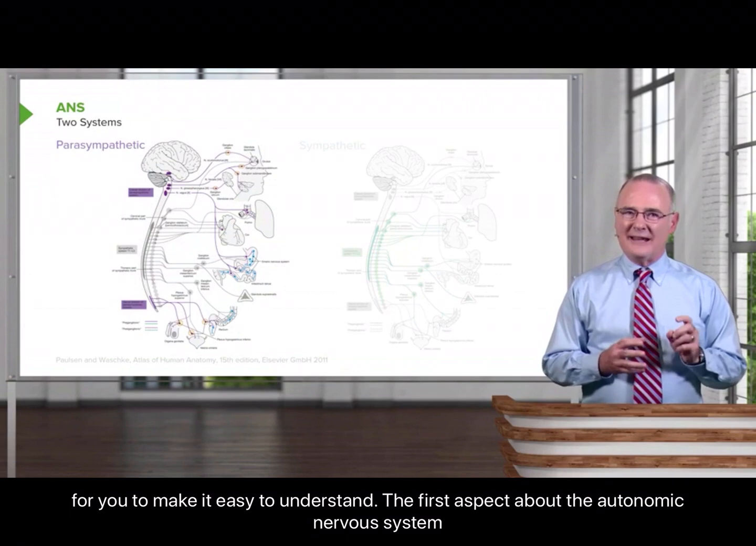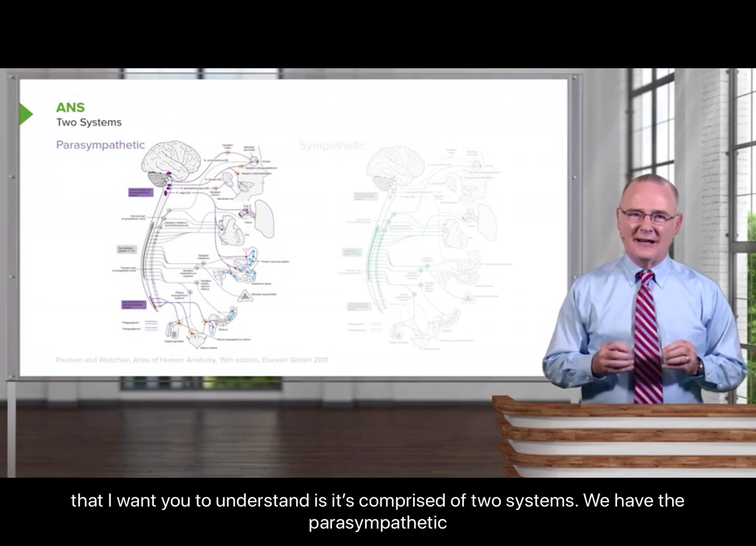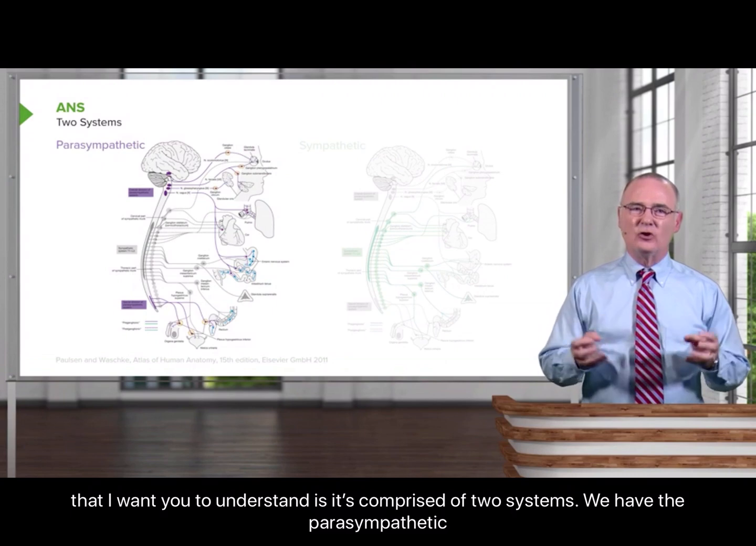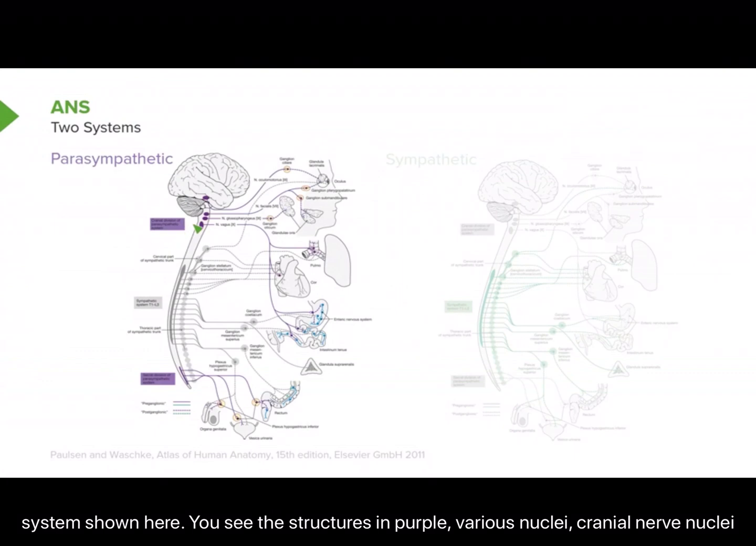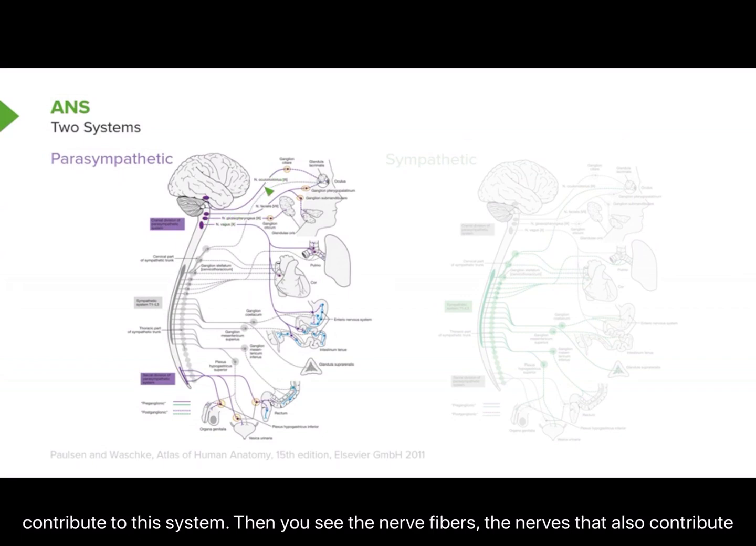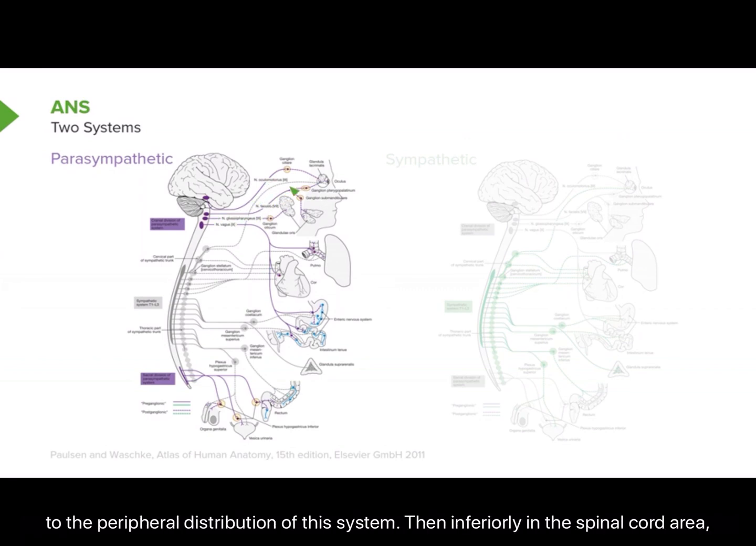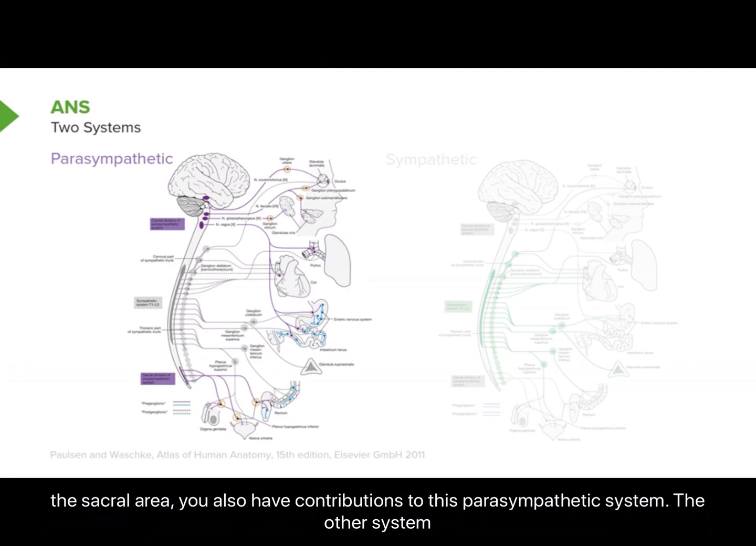The first aspect about the autonomic nervous system that I want you to understand is it's comprised of two systems. We have the parasympathetic system shown here, and you see the structures in purple. Various nuclei, cranial nerve nuclei, contribute to this system, and then you see the nerve fibers of the nerves that also contribute to the peripheral distribution of this system. And then inferiorly in the spinal cord area, the sacral area, you also have contributions to this parasympathetic system.